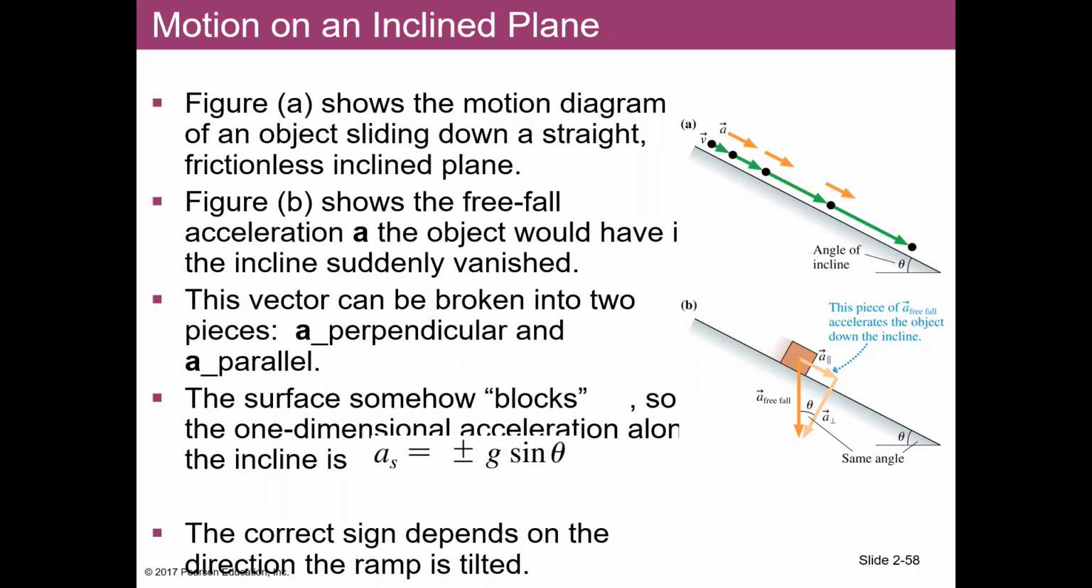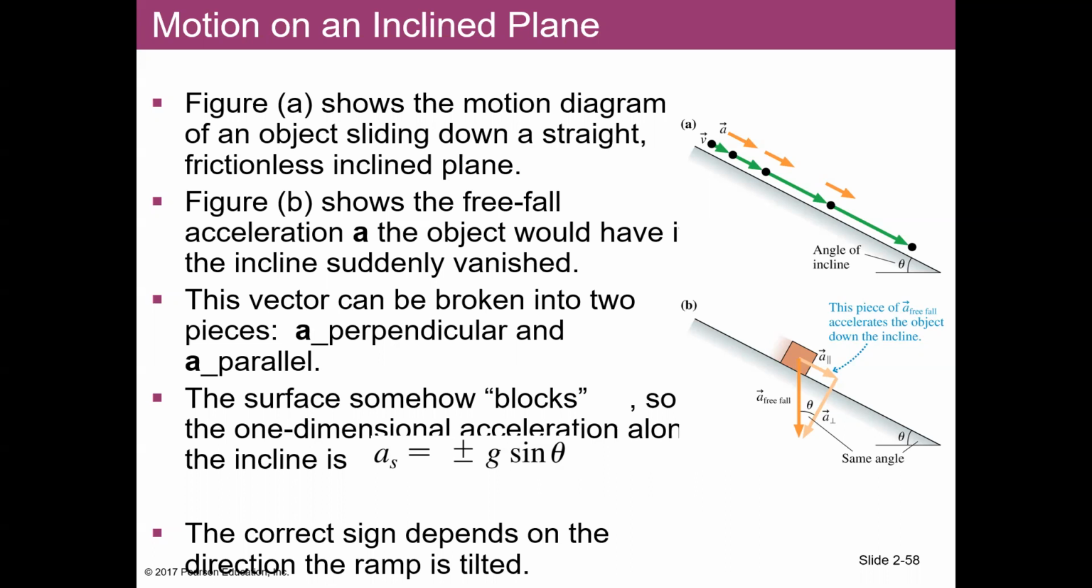Like in figure A right there. In figure B, we have this idea of, well, what happens if it's on an incline and then suddenly the incline disappears? Well, then it'll instantly go to an acceleration that's vertically downward, because in the figure above, the acceleration is not vertically downward. The acceleration is along the direction of the incline towards the down, if that makes sense.